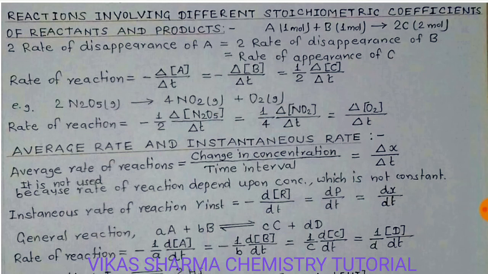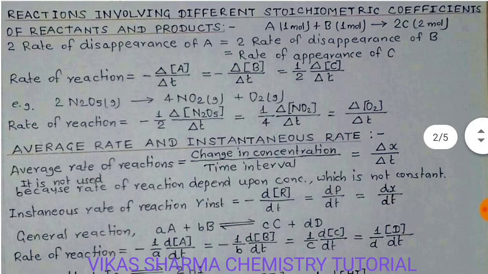For a general reaction, for example aA plus bB convert into the two products cC and dD, where a, b, c, d in small case are the stoichiometric coefficients, the rate of reaction is equal to minus 1 upon a, d concentration of A divided by dt, equal to minus 1 upon b, d concentration of B divided by dt, equal to the products, 1 upon c, d concentration of C divided by dt, equal to 1 upon d, d concentration of D divided by dt.